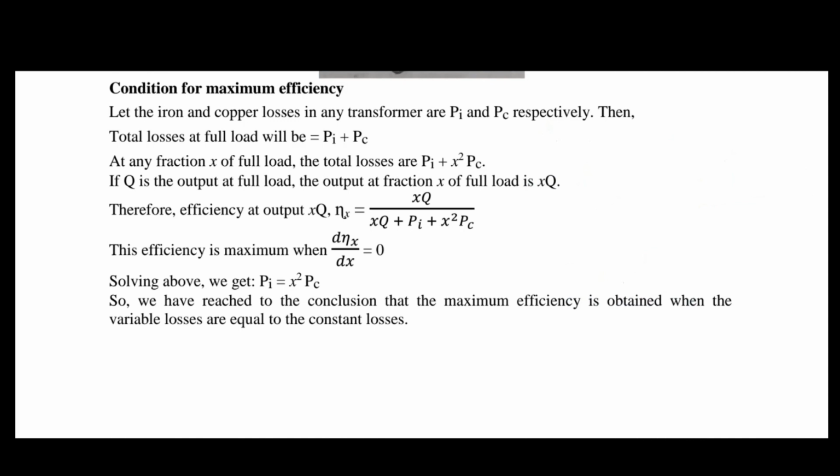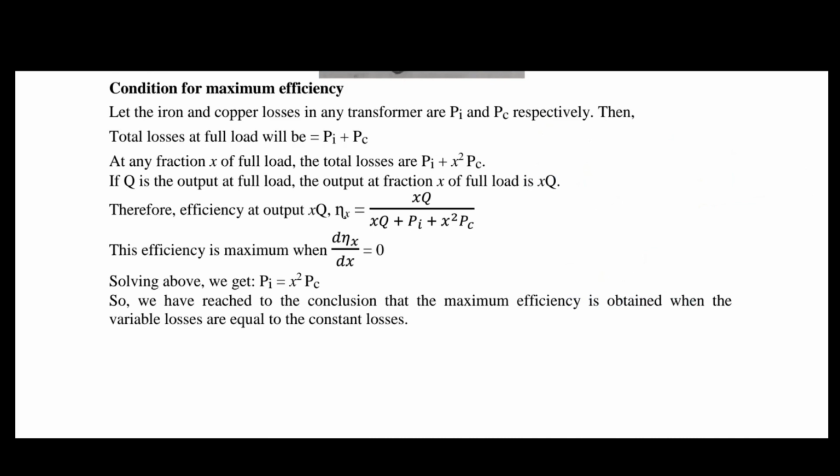So now applying the formula, what we get is output upon input. So output is xQ, then input is output plus losses. So it is xQ plus Pi, which is the fixed losses or the iron losses, and x square Pc is the copper losses or variable losses.